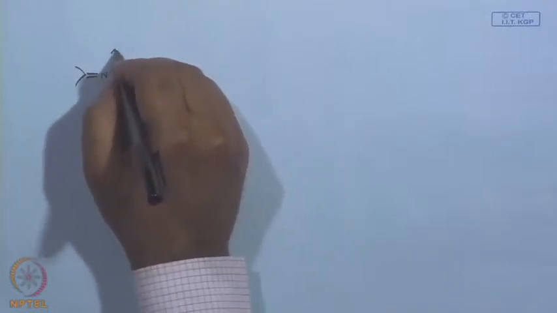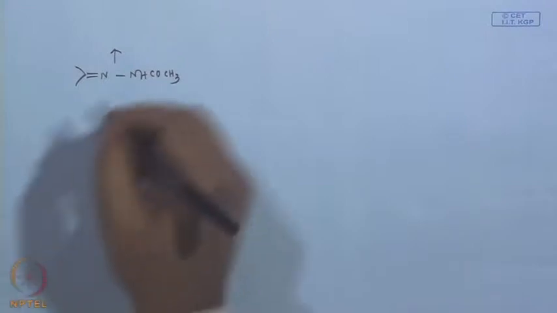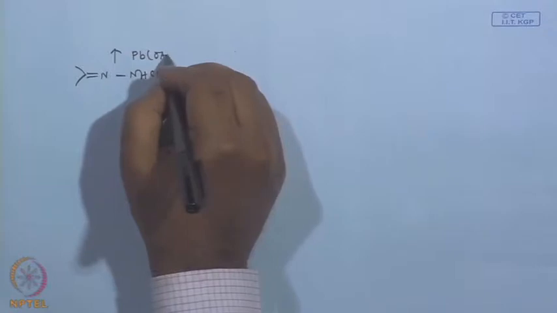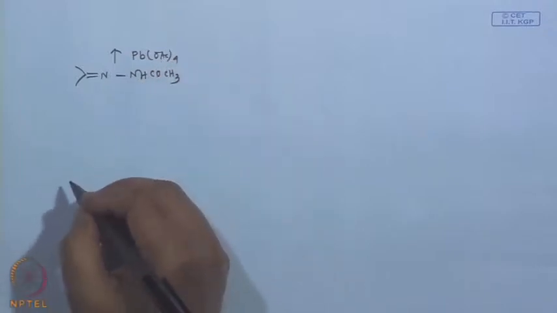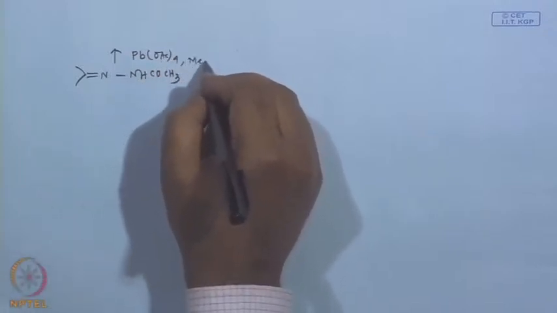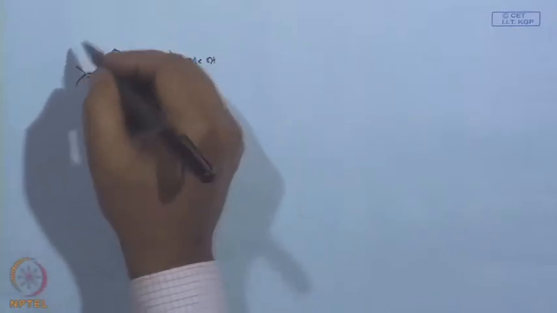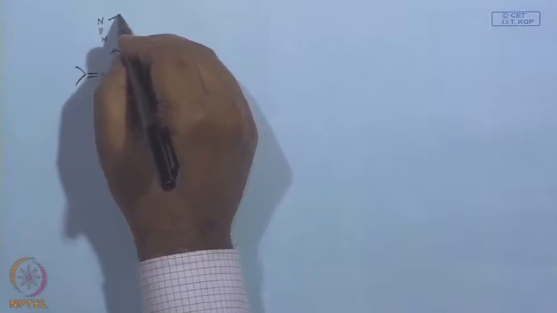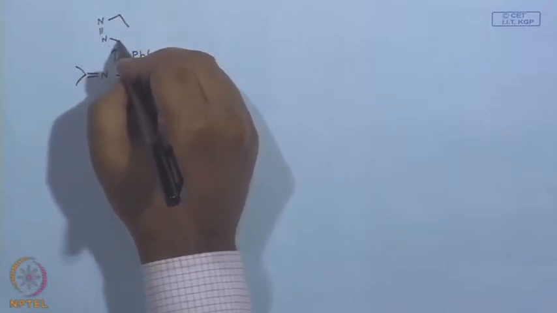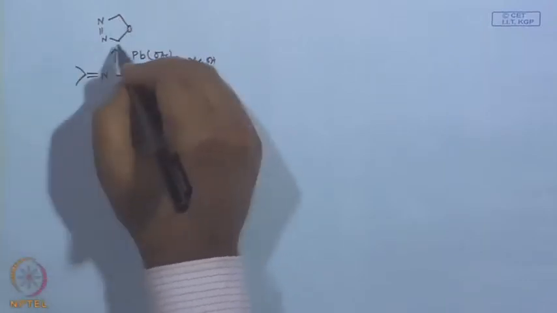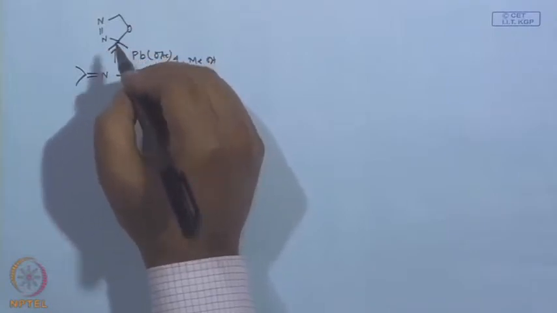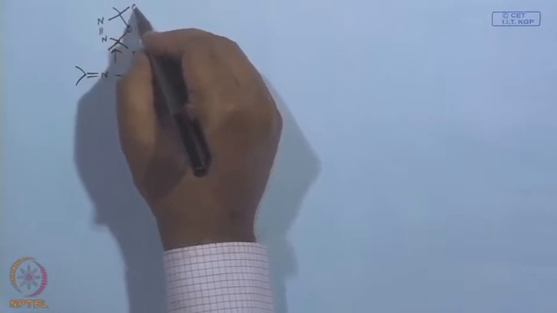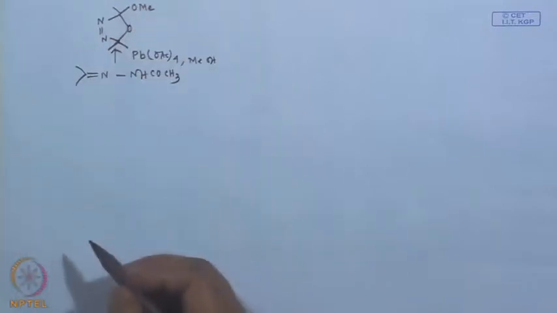transforming to a cyclic compound in the presence of lead tetraacetate. If you treat with lead tetraacetate and methanol, what will you get? You will get a 5-membered diazo compound, or it's a pyrazole, 5-membered oxo pyrazole, like this. So you have a methyl group, and then on this side you have this. So this was known.